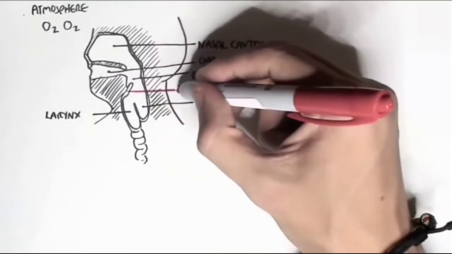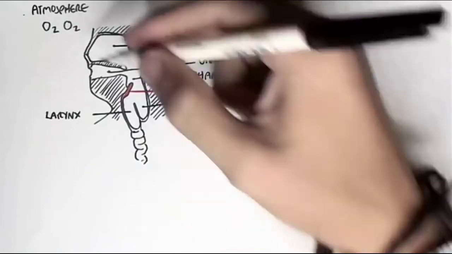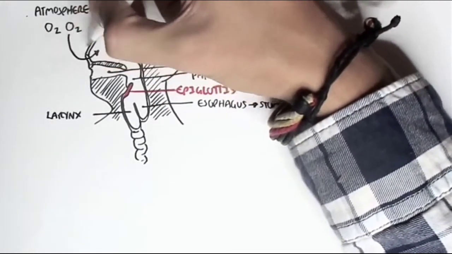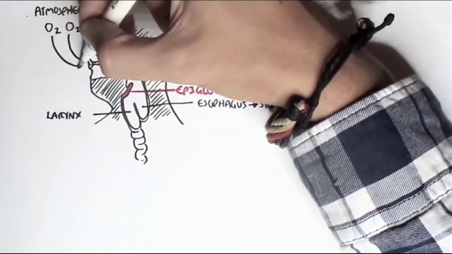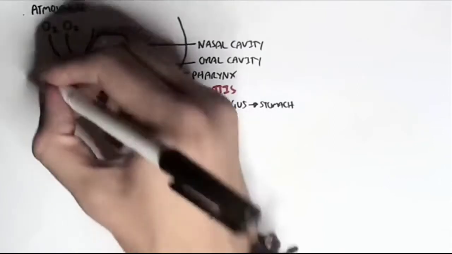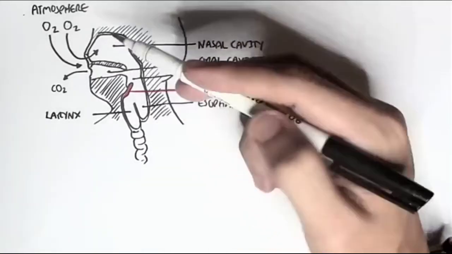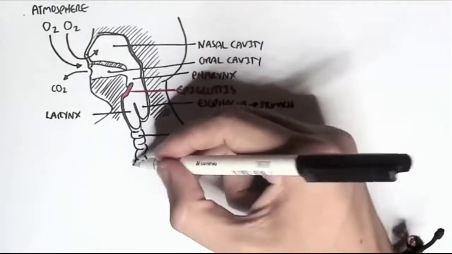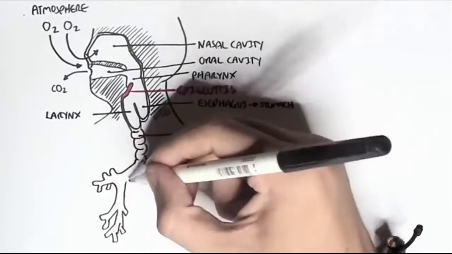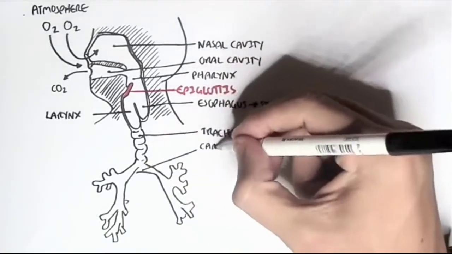That red portion is the epiglottis, and the epiglottis covers the larynx when we are eating food. We breathe in oxygen gas through the oral or nasal cavity, and then it goes down to our larynx, and we breathe out carbon dioxide. That cartilage area is our trachea. Then it divides into many branches, and that point of division is known as the carina.